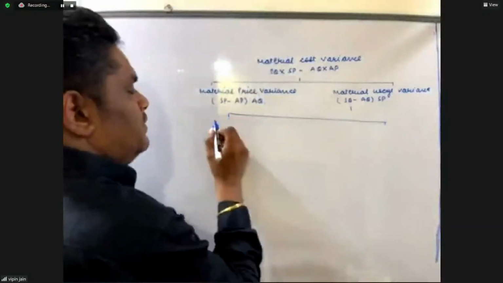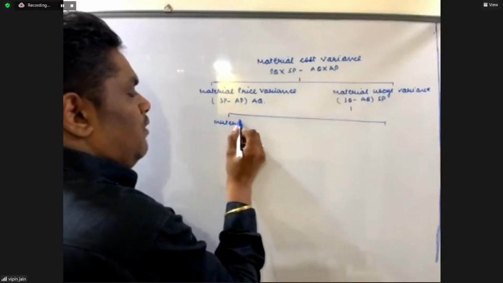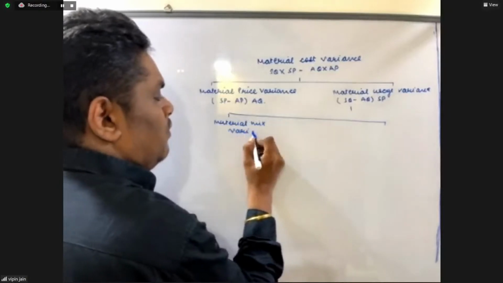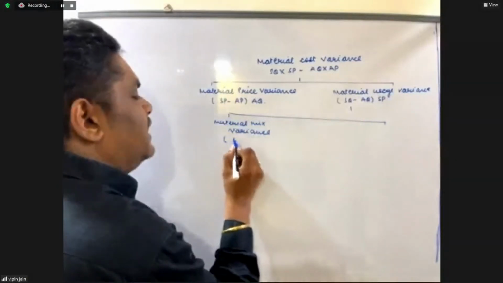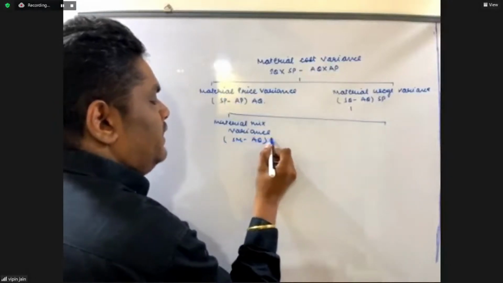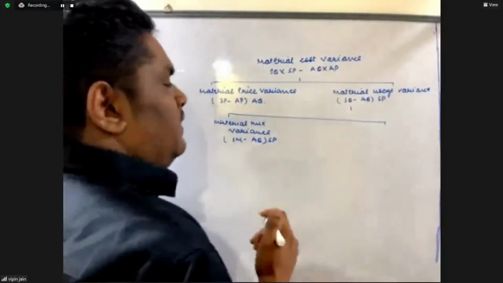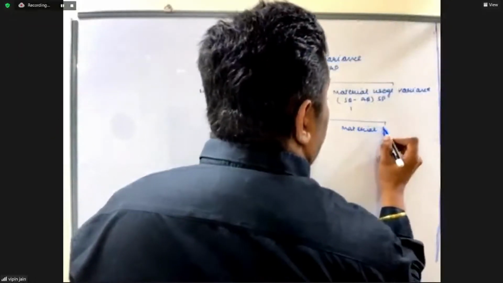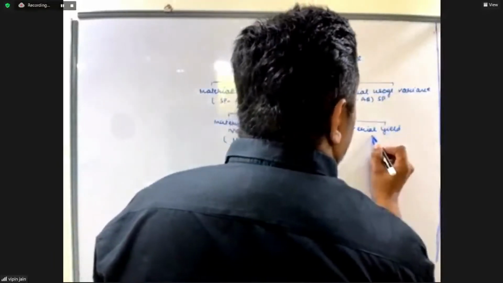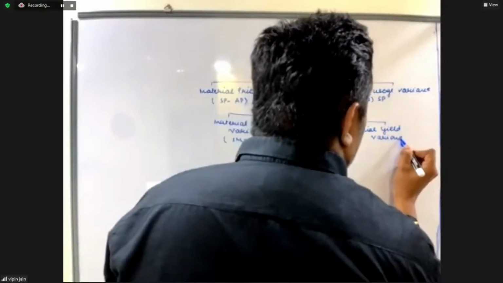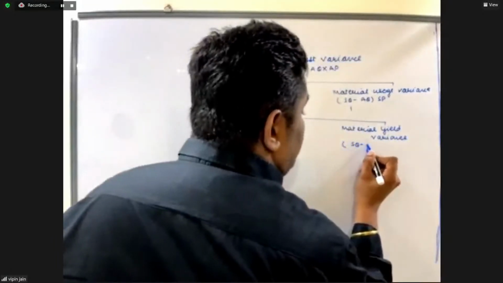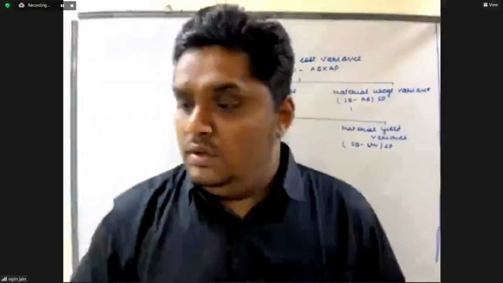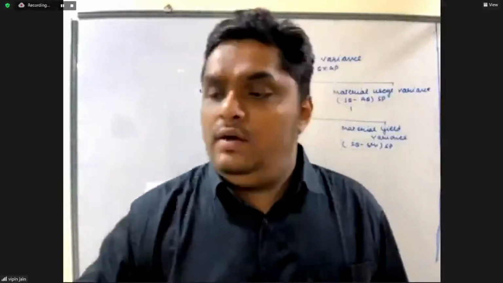Again, two parts. Material mix variance, that is standard mix minus actual quantity into standard price. Thereafter, material yield variance, that is standard quantity minus standard mix into standard mix. So this is all what we have discussed till now.